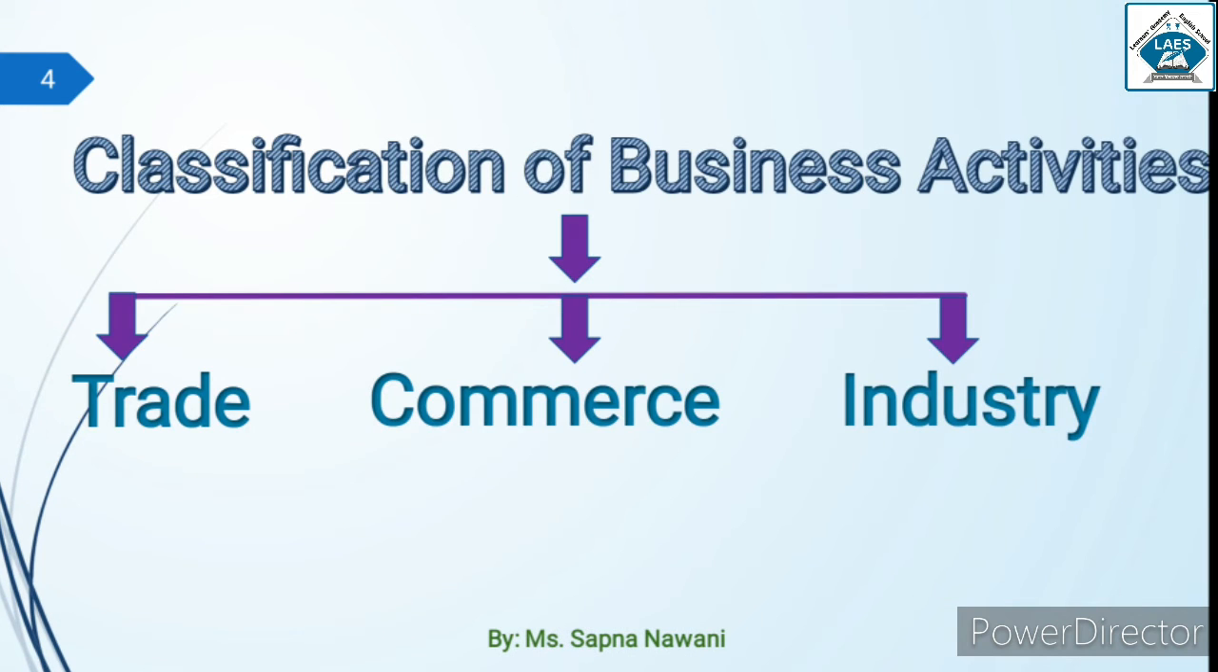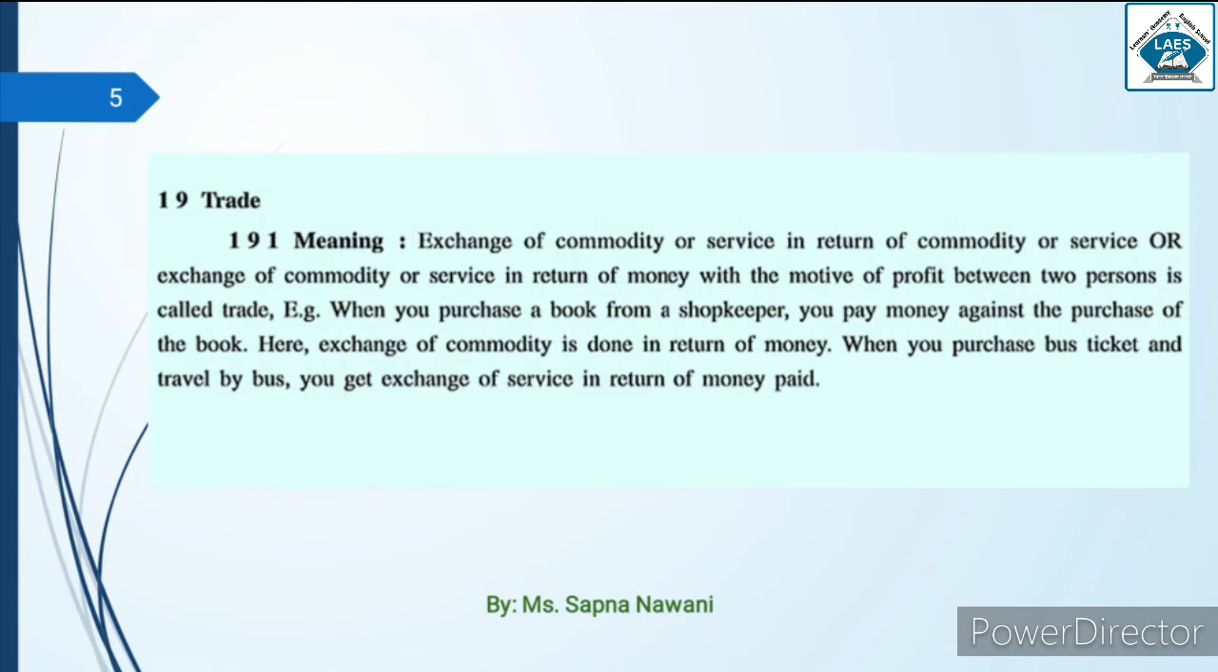Now let us discuss classification of business activities. As you can see in the diagram, business activities are classified into three categories, that is trade, commerce and industry. Let us today discuss the meaning of trade and characteristics of trade. Meaning of trade. When goods or services are exchanged between two persons against any goods or service or against money with the motive of profit, it is called trade.